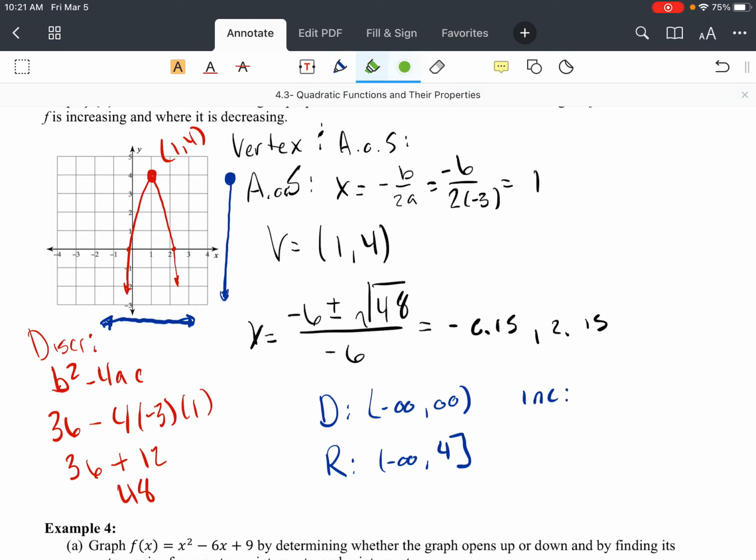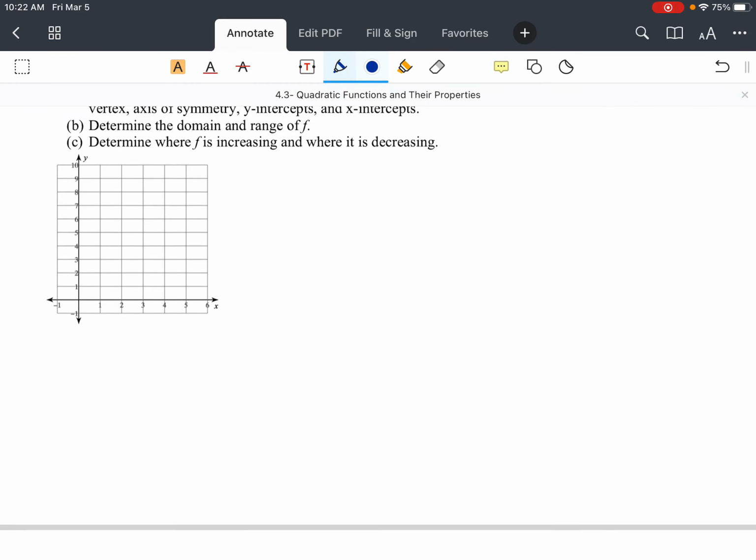Okay, it is increasing from negative infinity to x equals 1. So remember, increasing and decreasing use x values. So it's increasing from negative infinity all the way up to x equals 1. And then it is decreasing from x equals 1 all the way up to positive infinity. Again, using our x values, not our y values. And there we have it.